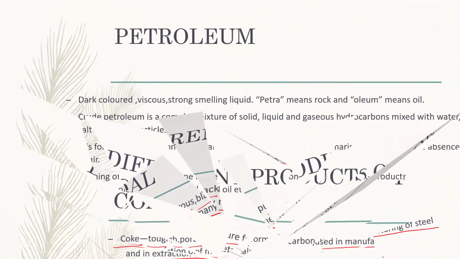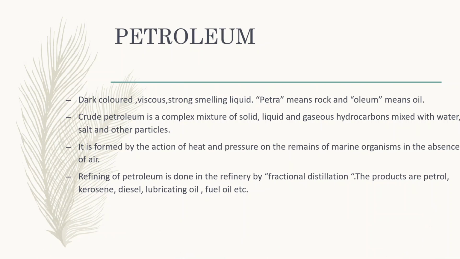Today we will move on to the next fossil fuel, that is called petroleum. I think all of you are used to this term petroleum. Petroleum is a dark colored, viscous, strong smelling liquid. The word petroleum comes from petra, which means rock, and oleum, which means oil. So petroleum means rock oil, that is oil that is obtained from rocks.